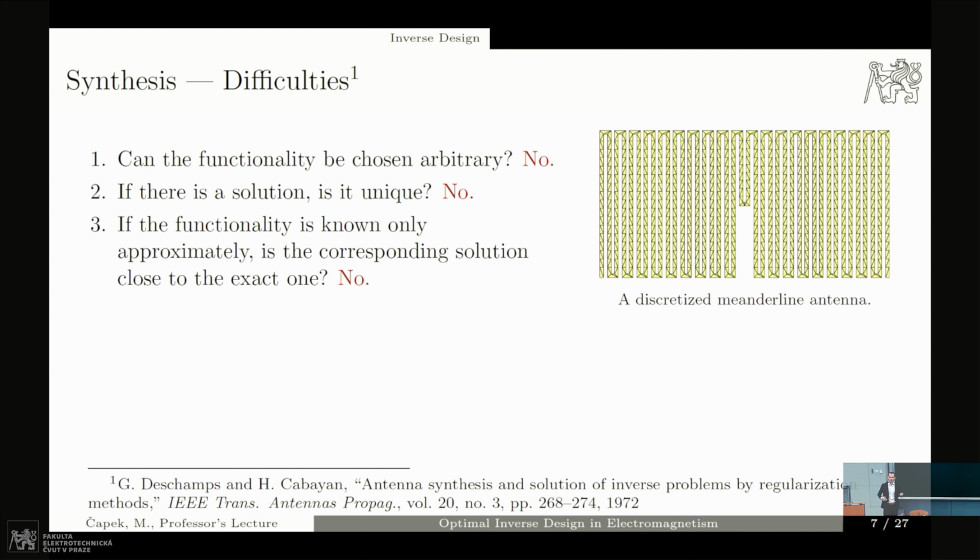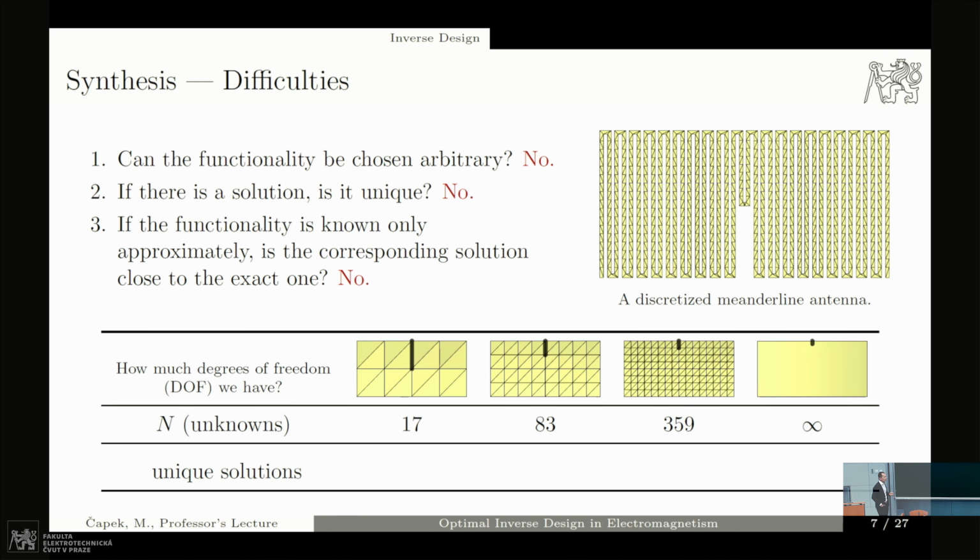If you know the functionality of your device only approximately, as is always the case, with rounding error, discretization, measurement, and so on, is the corresponding solution close to the exact one? Not at all. That's not true. So we have many problems, and they are even amplified by the fact that, of course, we have to numerically model things in our computers.